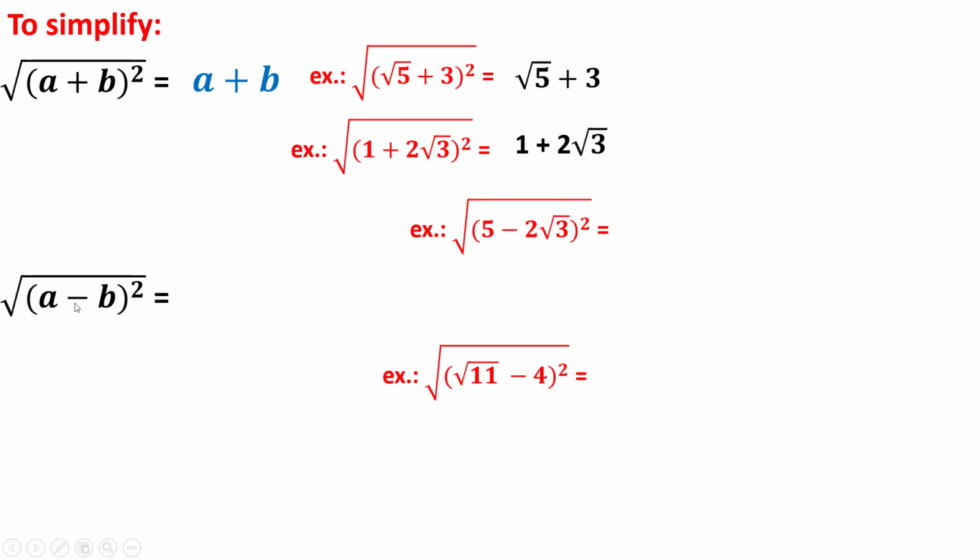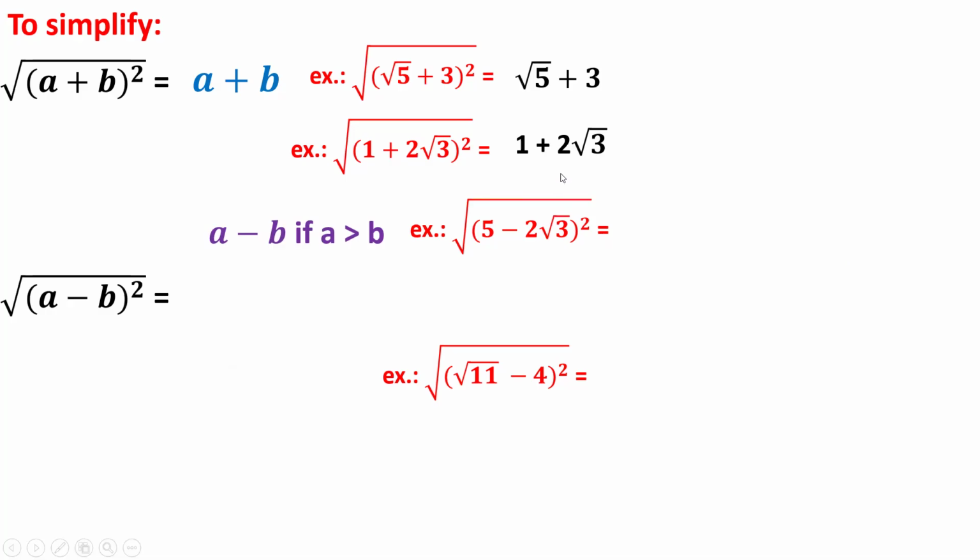Now in the case of negative, what do I say? I say radical a minus b, all of it squared. I say if a is greater than b, then the square cancels the radical and it comes out as a minus b. So if a is greater than b, it comes out as a minus b.